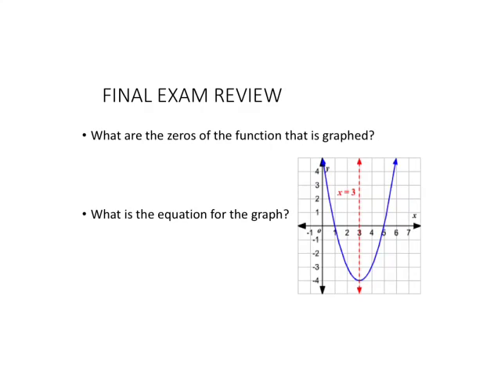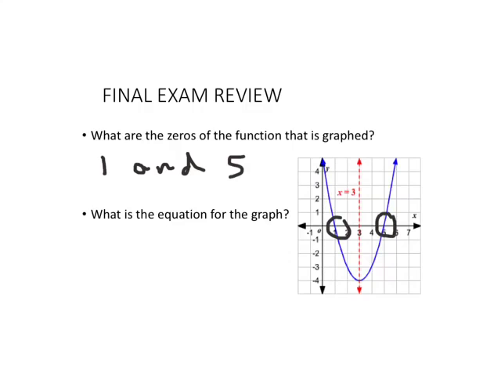All right, example number 1. What are the zeros of the function that is graphed? So go ahead and look at that graph and decide what are the zeros. Well, we can tell the zeros just by looking at the graph, because the definition of a zero is where the graph crosses the x-axis. So if you look at the graph here, it crosses the x-axis at 1 and 5. So my zeros are 1 and 5.